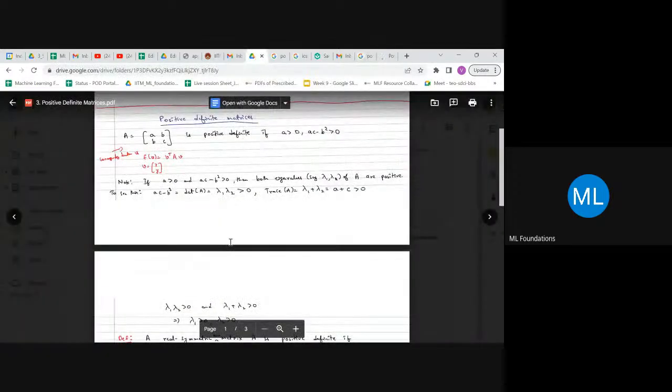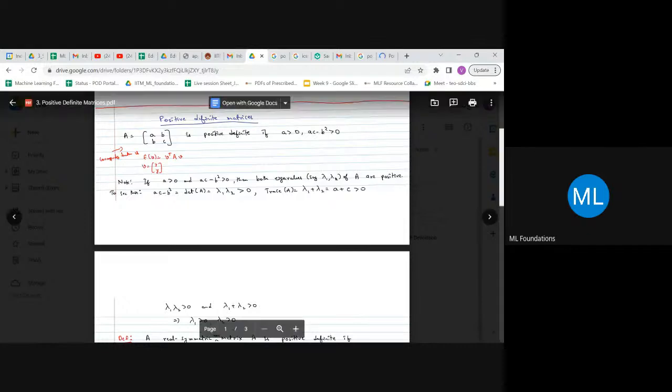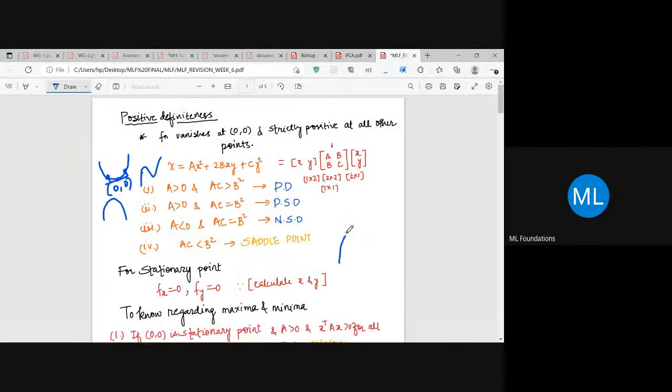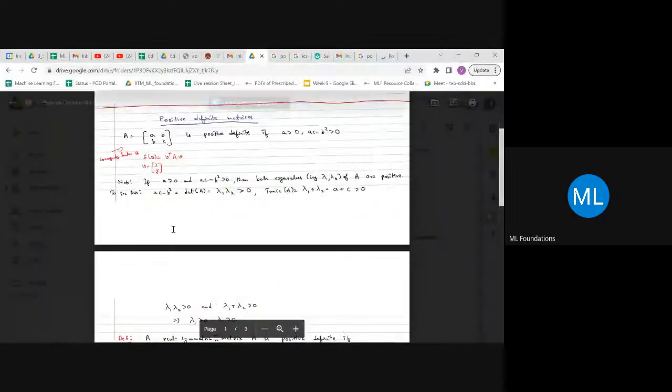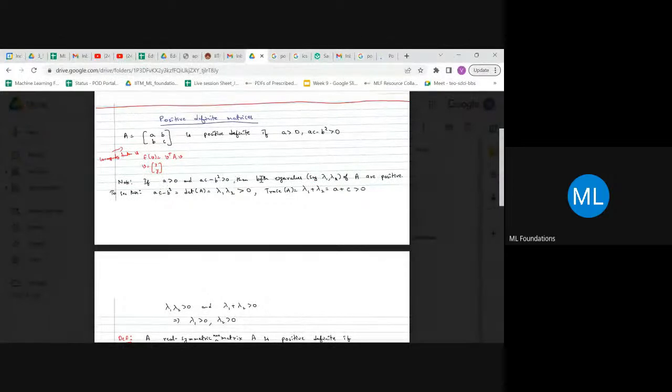For the first matrix, if A is positive it's going upward. If A is negative, that means this function is going downward, like this. If A is positive, that means it's going upward. So note, if A is greater than 0 and AB minus B square is greater than 0, then both the eigenvalues are positive, positive, and that is fine.